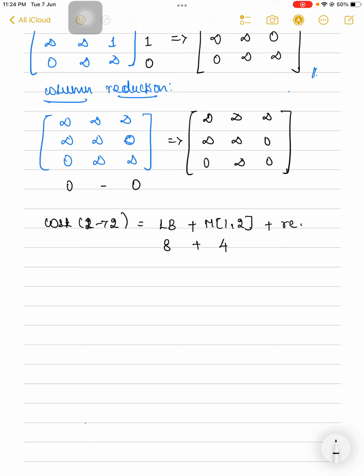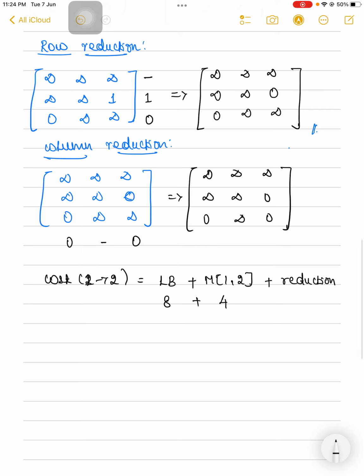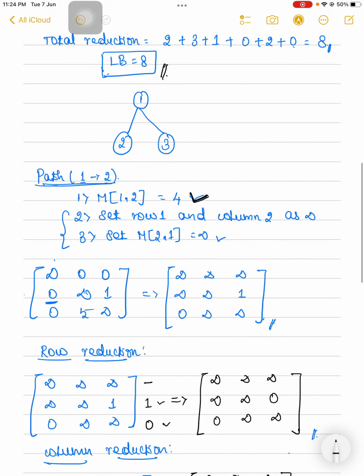plus the reduction cost. The values, what are all the values you used for performing the row reduction as well as the column reduction. So when you check here, 1 0 0 and 0 only we have used, right? So reduction cost is 1 plus 0 plus 0 plus 0. So totally when you sum up all this, we'll be getting the cost 17. The lower bound cost is 17. So for the path 1 to 2, the lower bound cost is 13. Similarly, we are just going to identify the lower bound cost for the path 1 to 3 as well.